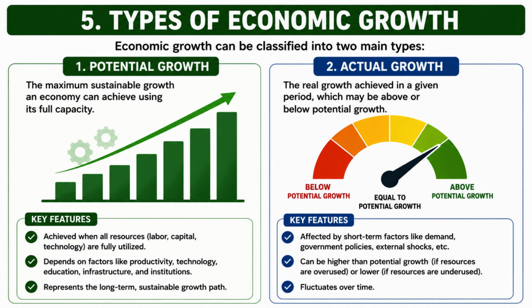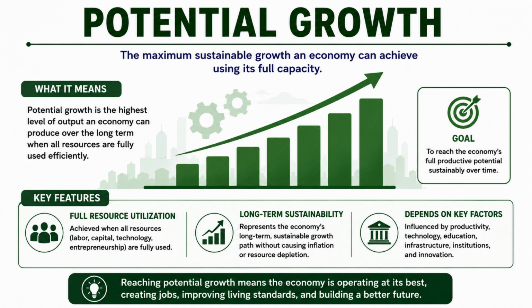Economic growth can be classified into two main types: potential growth and actual growth. First, let's look at potential growth. Potential growth refers to the maximum sustainable rate of growth an economy can achieve when all of its resources are fully utilized. These resources include labor, capital, and technology.